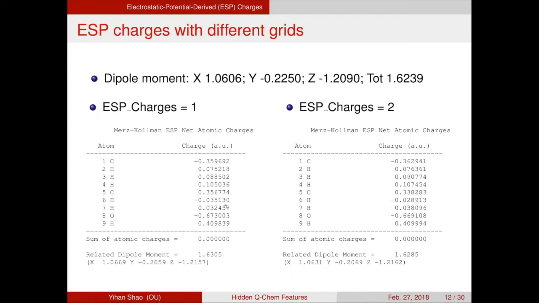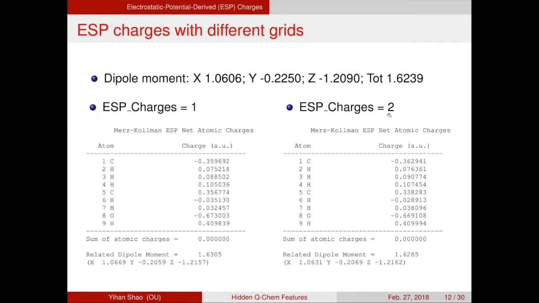For example, if we take these charges and compute the dipole moment from these charges, we get a dipole moment of 1.6305, and the actual dipole moment for this molecule at this level of theory is 1.6239. So we can see that ESP charges in general will reproduce the dipole moment of the molecule. That's why they are used, for example, in the Amber force field.